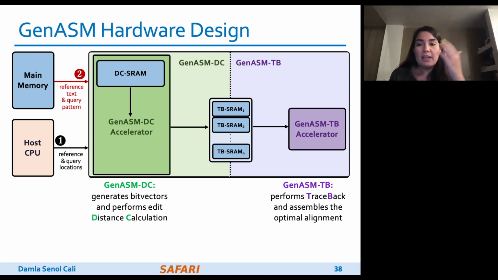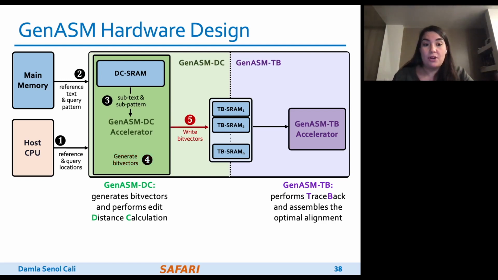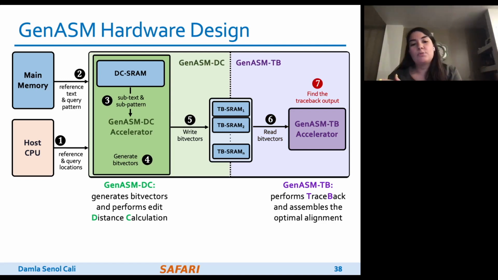Because of that, as the next step, GenASM-DC divides the reference text and the query pattern into multiple overlapping windows. And for each subtext and subpattern, GenASM-DC searches for the subpattern within the subtext and generates the bit vectors. And GenASM-DC writes the generated bit vectors to TB-SRAMs. And once GenASM-DC completes its search for the current window, GenASM-TB starts reading the stored bit vectors from TB-SRAMs and generates the window's traceback output. Once GenASM-TB generates this output, then GenASM-DC computes the next window and repeats from steps 3 to 7 until all windows are completed.